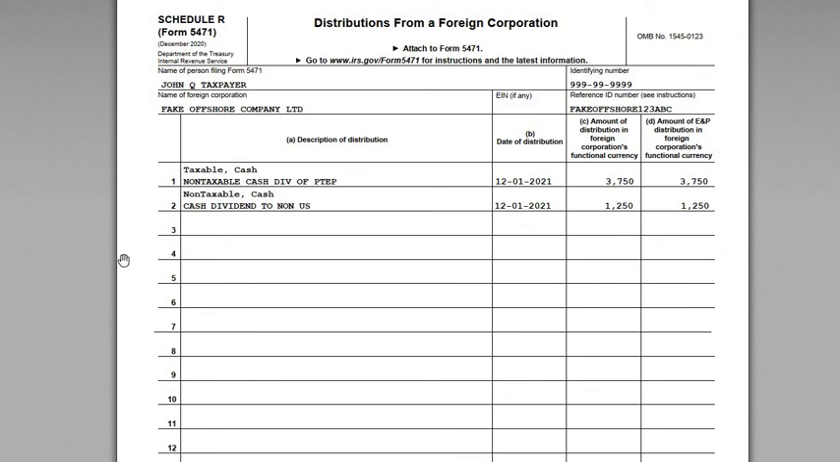Okay, so this is the second to last video in this Form 5471 beginner series, and this video is going to cover IRS Schedule R, distributions from a foreign corporation. So first step always is to figure out who needs to file this, right?